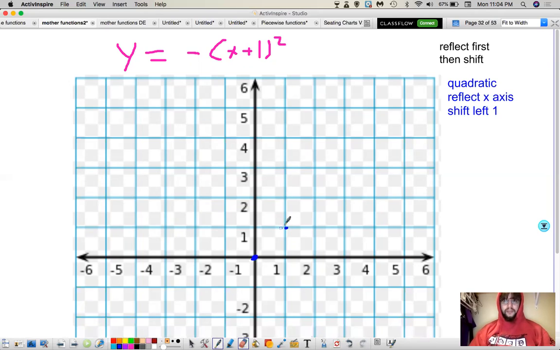Quadratic. These are the points. Reflect that thing over the x-axis. Boom, boom. You're going nowhere. Cross them out if you need to. Different color if you want. Shift left 1. Boom, boom, boom. These are gone. Something like that. See, I missed the point totally, entirely. It's okay. That's why you need to make sure you mark your points. The end. Next.